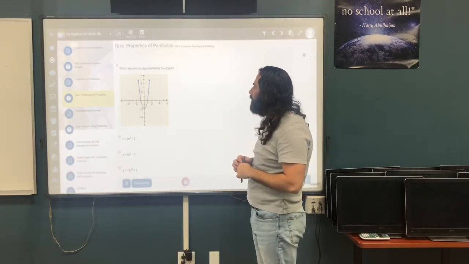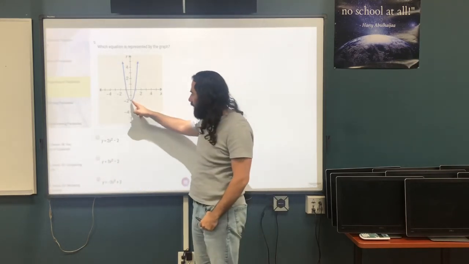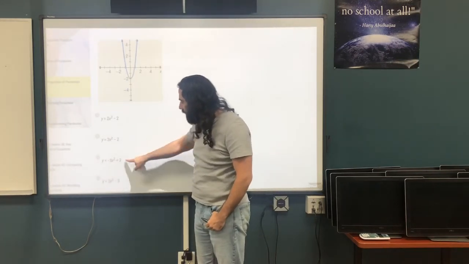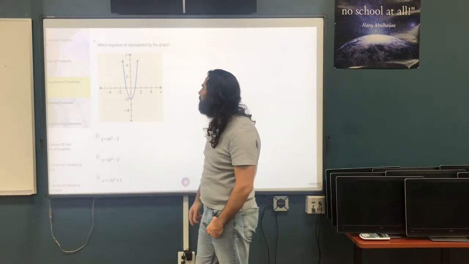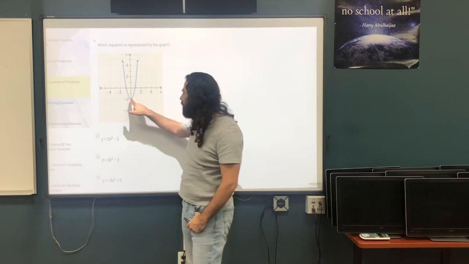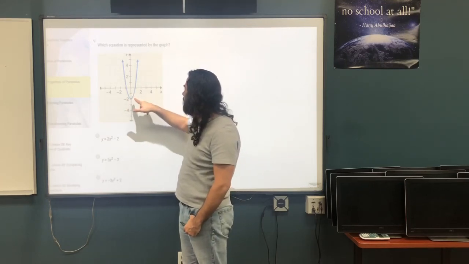Which equation is represented by the graph? The same thing, guys. As you can see, it went down twice. So minus 2 plus 2 minus 3. So the answer is either the first one or the second one. Now, you just plug in negative 2 and see what's the answer. So, you plug in an x value.